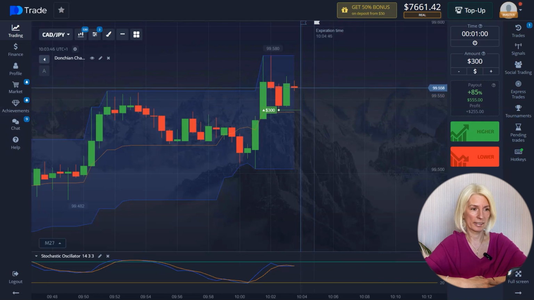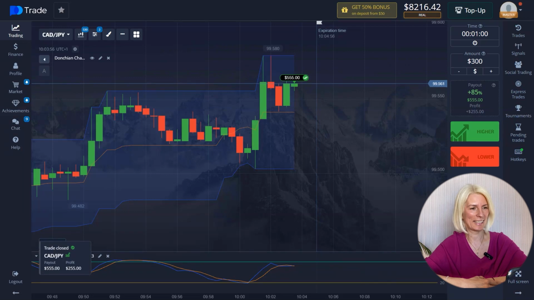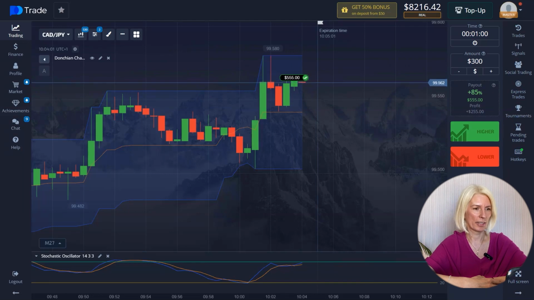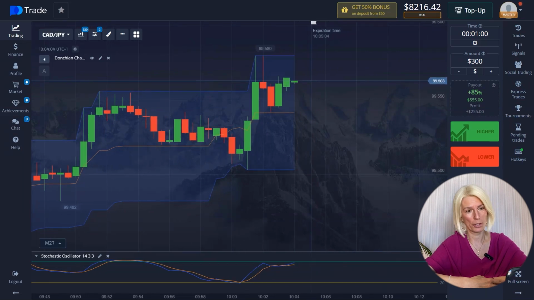There are less than 10 seconds left before the end of the transaction, and if there is no momentum, we will succeed. The fluctuations are minimal. We look east, and our deposit is replenished again by $255. I like it. Now you can continue and choose the new point to enter the transaction.